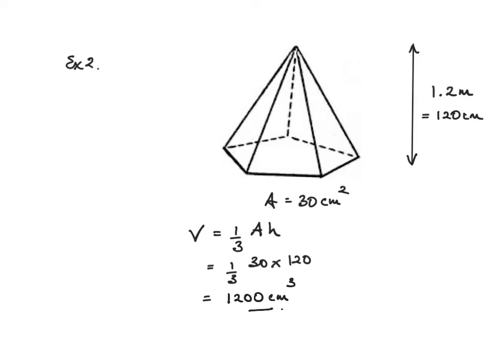Now one thing I'm going to do is to work out the capacity, the liquid volume. So I'm going to divide this by 1000. Now 1200 divided by 1000 gives me 1.2 litres.